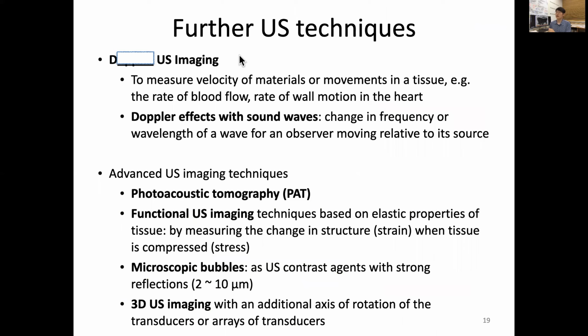So let's move a little further. Think of another type of ultrasonic imaging, to measure not just structure but the velocity of material or movement inside the tissue. What's moving inside our tissue? For example, blood. So the rate of blood flow or the rate of wall motion of the heart can be measured with the Doppler effect of the sound wave, which you probably know already from your experience in the station of a train.